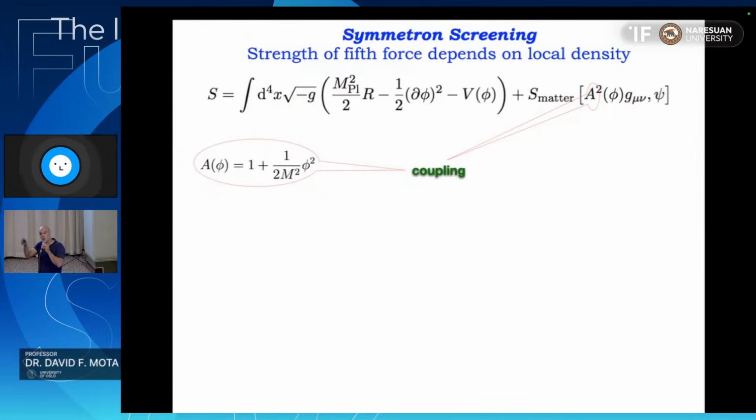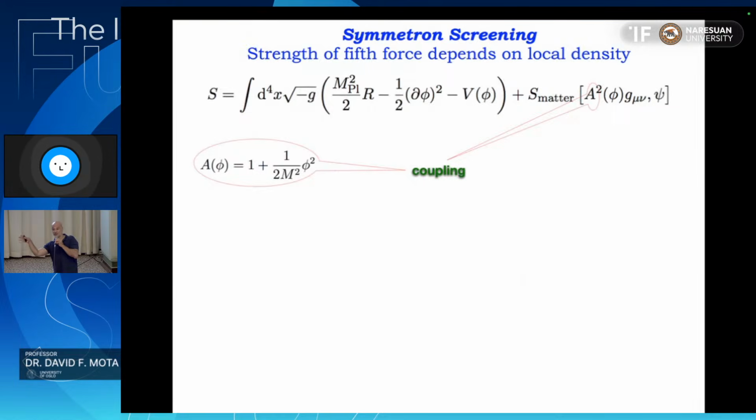So that's one way of screening theories of modified gravity, playing with the mass. You remember the other way that I told you is to play with the coupling. Because all these constraints have this degeneracy between the mass and the coupling.